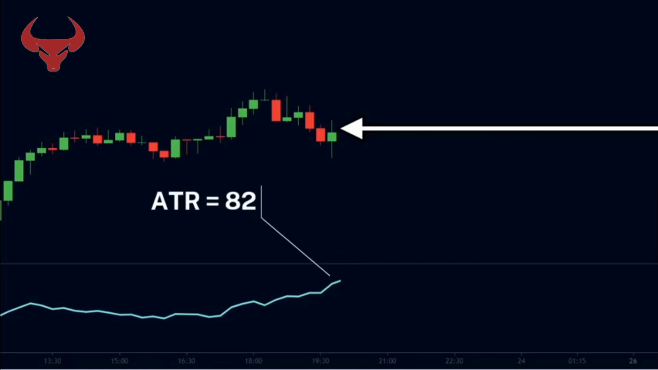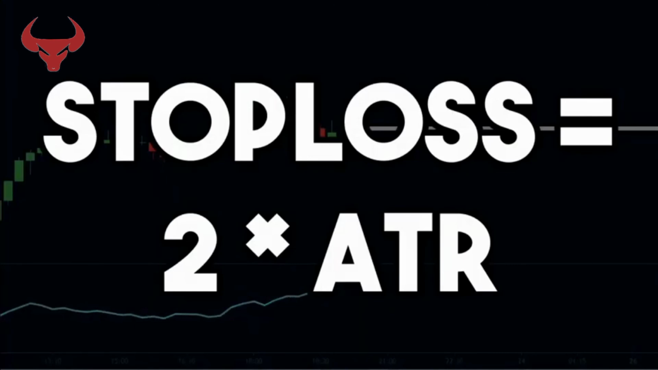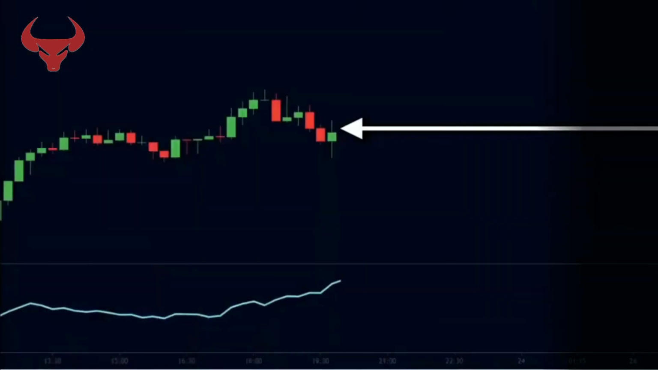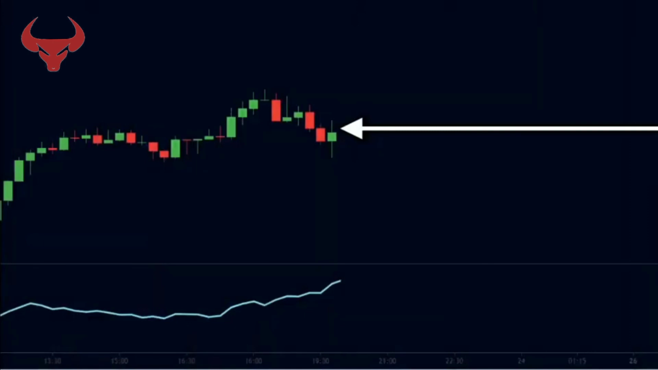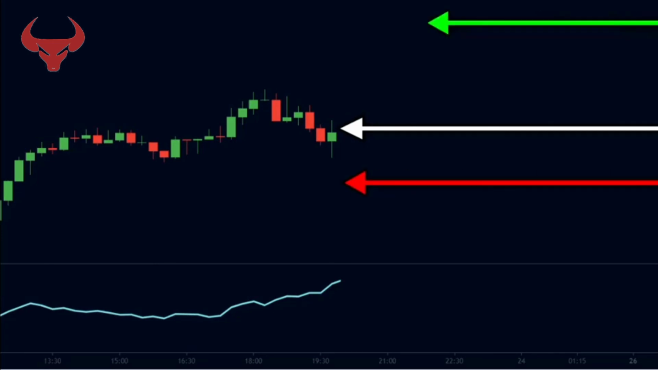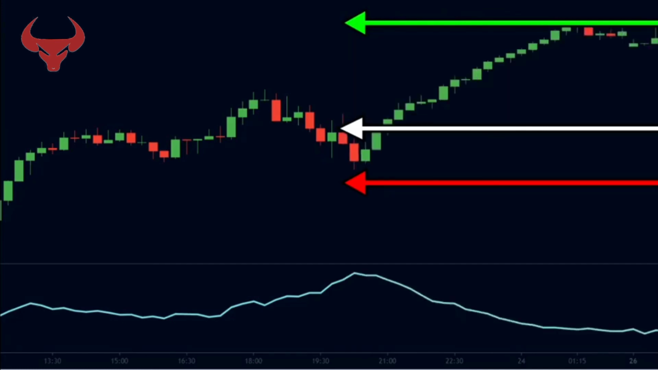The value of the ATR at the time of our entry was 82 pips. Now, generally speaking, I like to keep a stop loss that is at least 2 times the value of the ATR. So in this case, the value will be 164 pips. So we keep a 164 pip wide stop loss, and we keep a target at 1:2 risk to reward ratio. And as you can see, the wide stop loss saved us from making a loss.